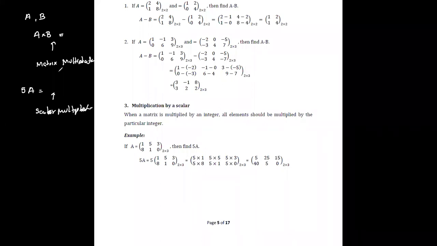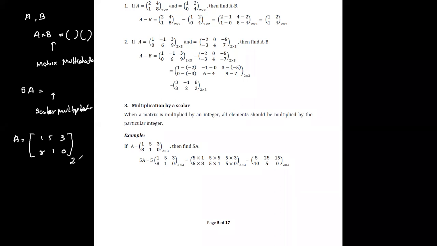There is a method for the multiplication of two matrices. But if you are multiplying a matrix by a given scalar, you have to multiply each and every term of the given matrix by the given scalar. Suppose that A is equal to 1, 5, 3, 8, 1, and 0. This is the matrix given to us. The dimensions of this matrix are 2 by 3, 2 rows with 3 columns. Now we are asked to find the value of 5 times A.